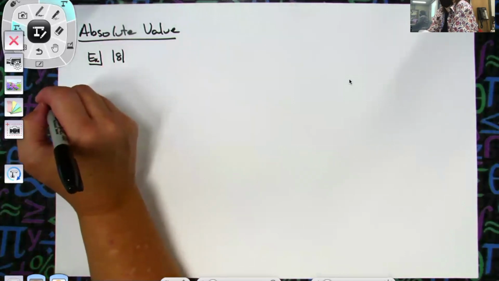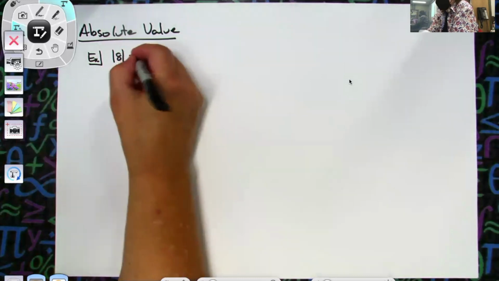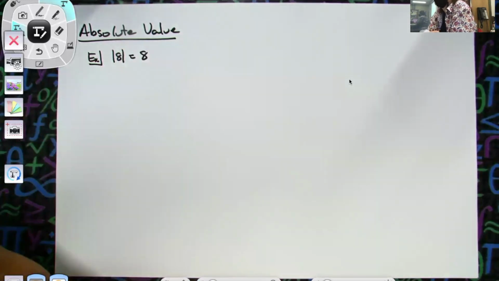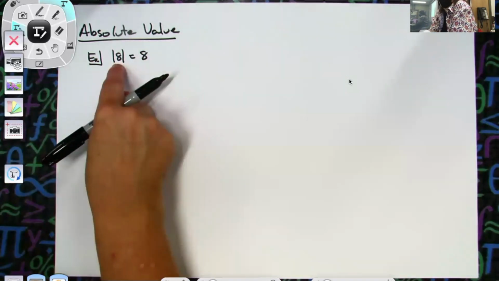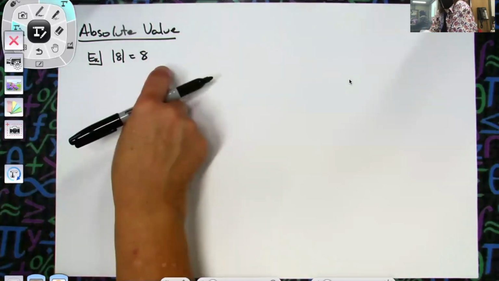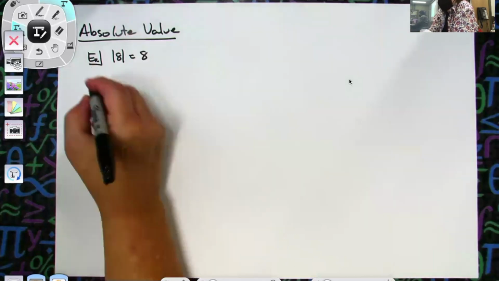8, right? Because it's always positive. All right, absolute value represents the distance from 0. So how far away from that is 0? So the absolute value of a positive number is still positive. All right, so that would be the easy things.